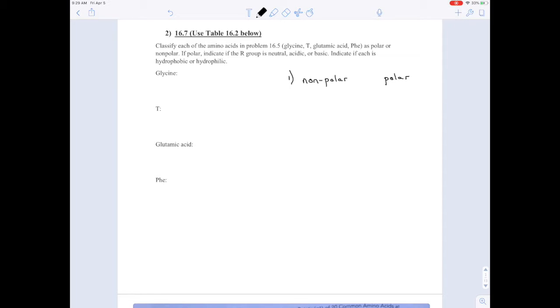Then, if it's polar, we're going to have to distinguish a couple other things. Indicate if the R group is neutral, acidic, or basic. And then indicate if each is hydrophobic or hydrophilic. So that's for both of these. Hydrophobic or hydrophilic.